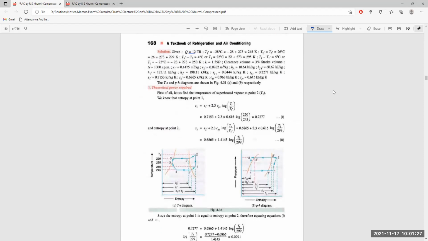What is T1 dash? It is the temperature of that brown vapor when it is fully evaporated. That is T1 dash, which is the outlet temperature, T4 equal to T1, which is almost 245 degree, that is 28 plus minus 28 plus 273, which is equal to 245 degree Kelvin itself.